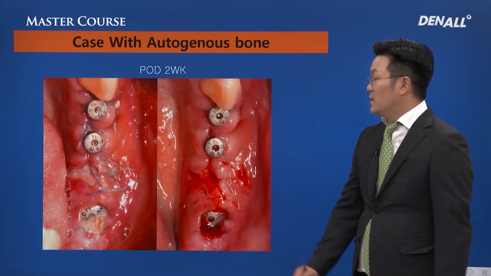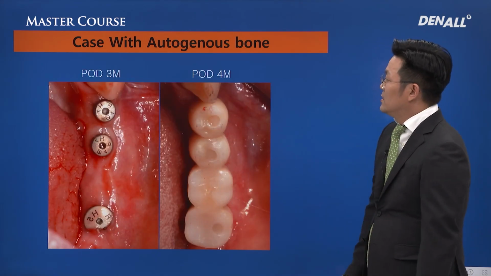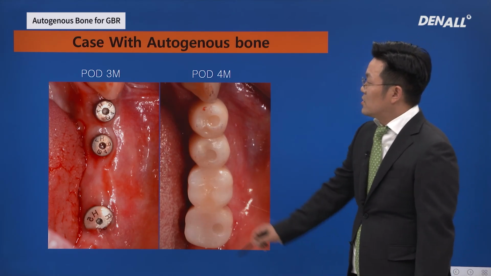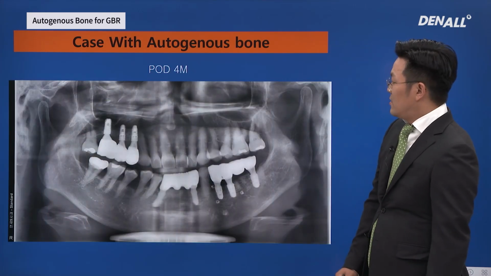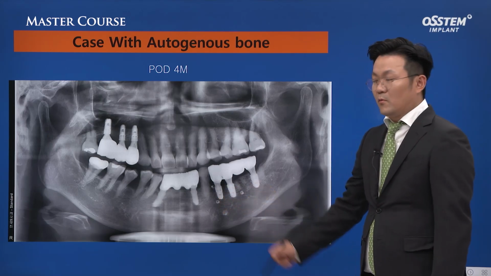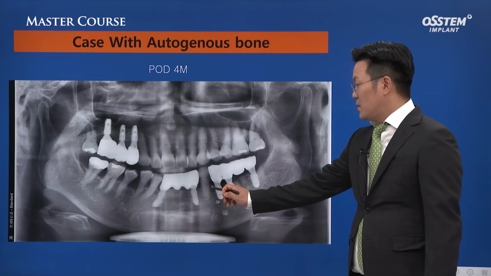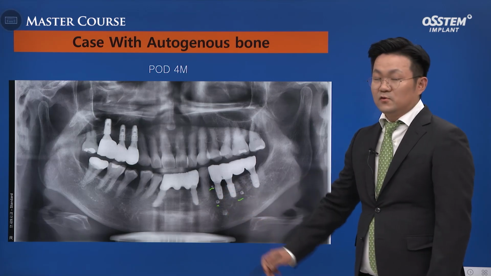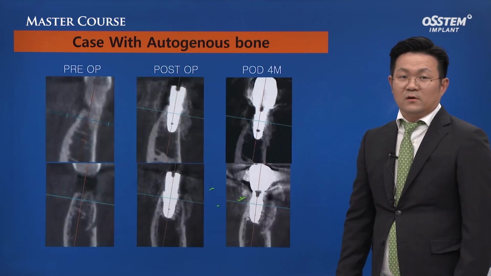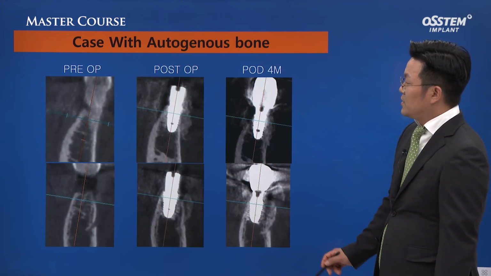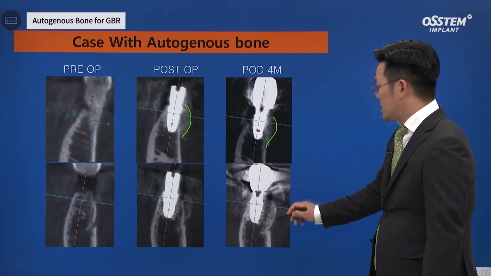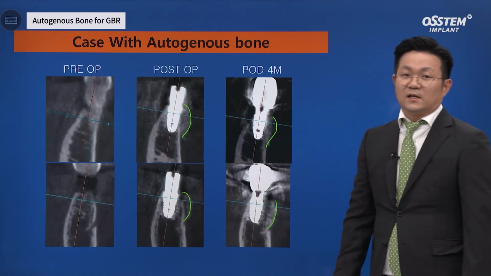Post-op 2 weeks, and it is pretty well healed. Post-op 3 months and 4 months. After the delivery of the prosthesis, the contour is improved considerably. This is the panorama after prosthesis delivery. The implants look stable, and these are the bone tacks used to fix the membrane to stabilize the bone material at the time of surgery. If you look at the post-op CT, you can see the augmented volume is maintained after the operation, and the bony housing is pretty well formed.